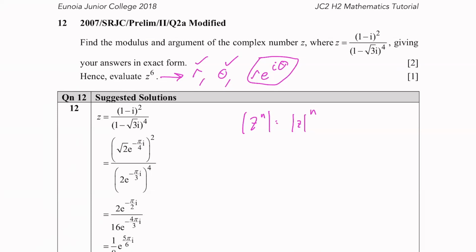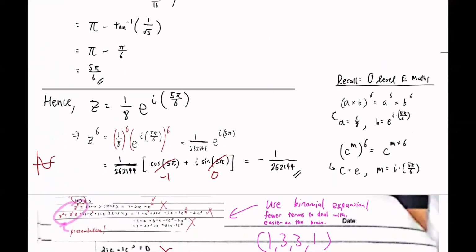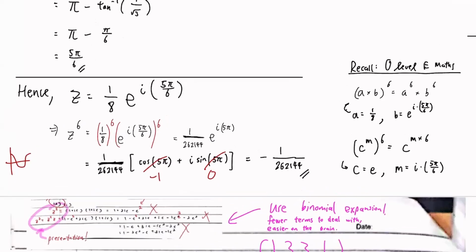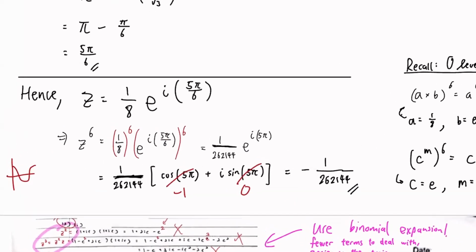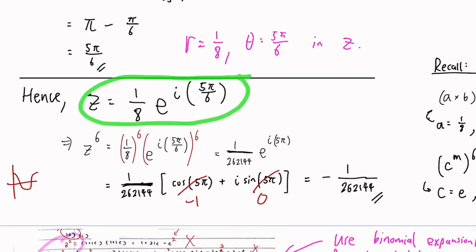Let's see how I did it. So I start off with, oh wait, actually no, I did it a different way. Oh right, this is actually slightly easier. How I did it was I start off with concluding that r equals 1 over 8 and theta equals 5 pi by 6 in z. So I can conclude the exponential form is re^(i theta), 1 over 8 e^(i times 5 pi by 6). Is this okay?